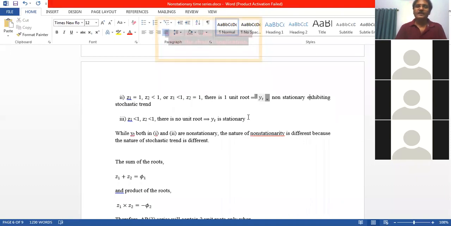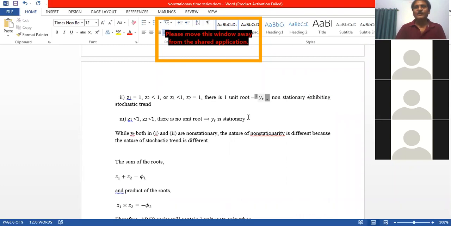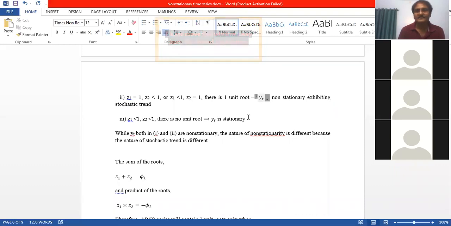So the series YT, even in the case of AR1, is stationary when the value of the root is less than 1. So we can generalize this result for all autoregressive processes in this way: the autoregressive process will be stationary when the characteristic roots involved in the series are less than 1. Okay. So in AR2, you have 3 different situations.